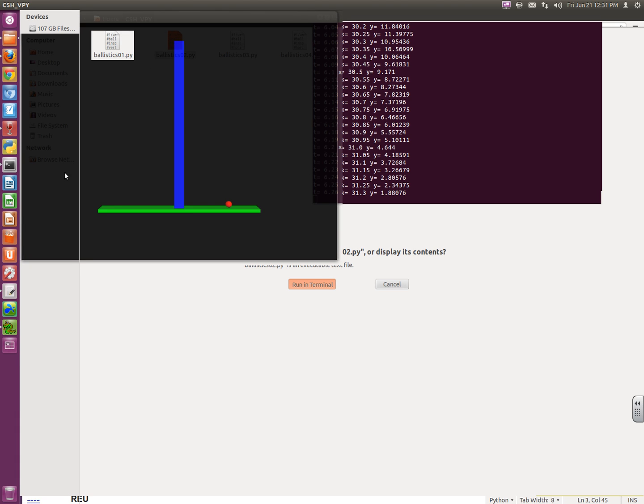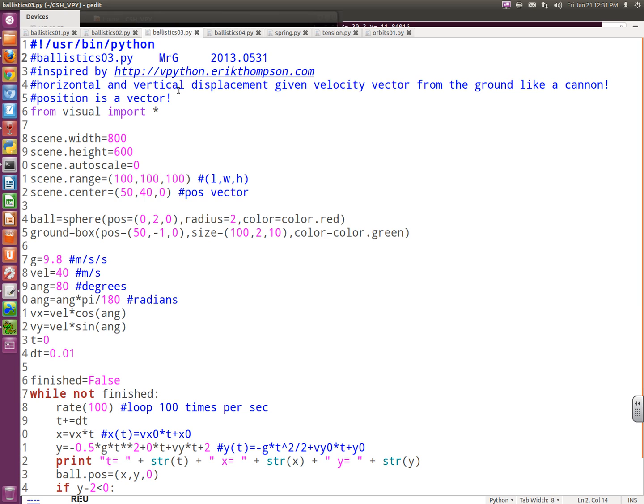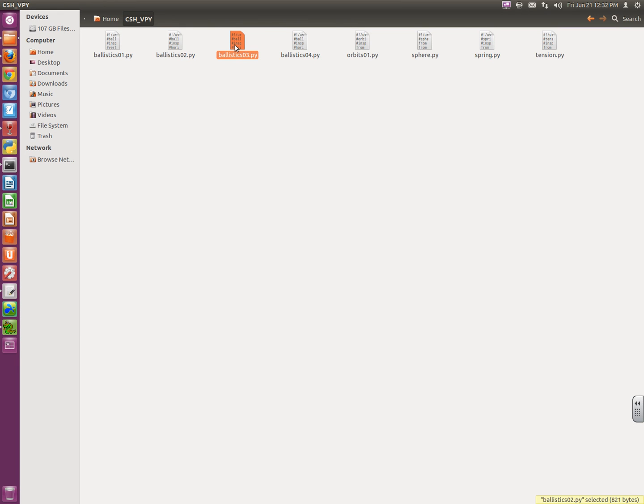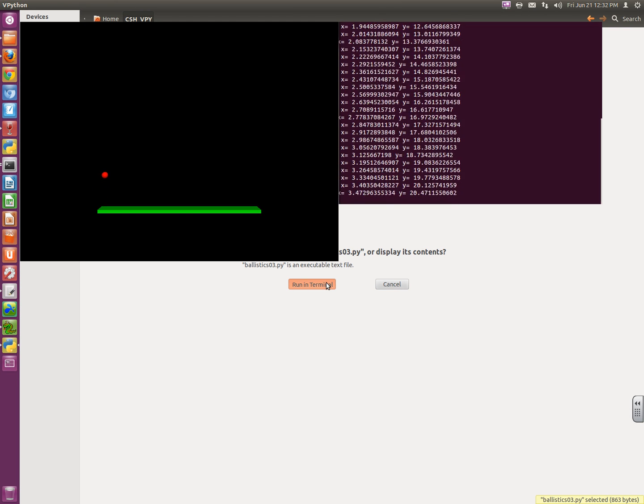All right, then what's number 3? Number 3, we just give you a velocity vector and an angle. This one starts with an initial velocity of 40 meters per second and an initial angle with the horizontal of 80 degrees, which is converted to radians. And then we talked about not only the position as a vector, but also the velocity as a vector. All right, see how that works. Starting from the ground. Here it is. There you go. Printing out all the x and y coordinates as it gets updated automatically in VPython. And it hits the ground and it stops.